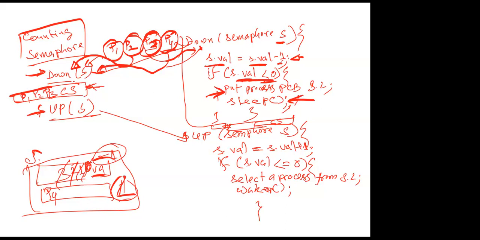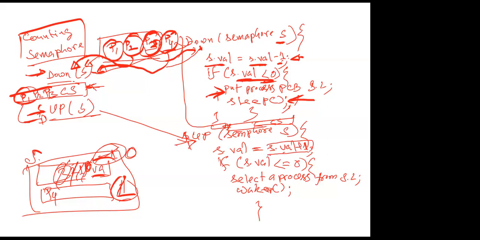Now, the maximum is 3, whatever value you set here. So a total of 3 processes can enter the critical section. Then again, let's say process P1 completes execution. Then it will call the up function. What will the up function do? The up function will increase the value by 1. So minus 1 plus 1 equals 0.